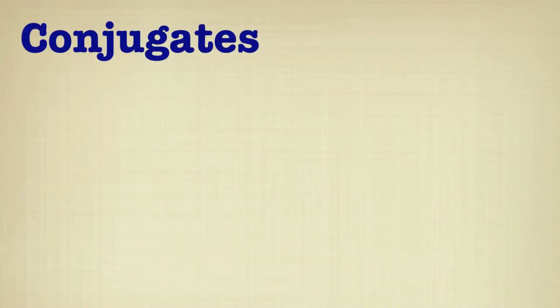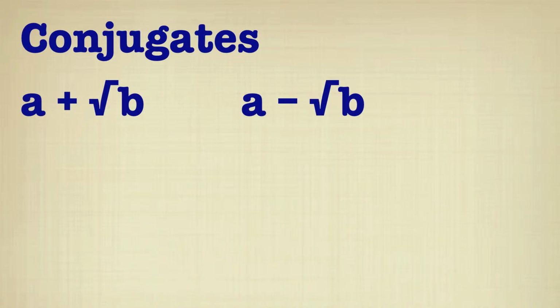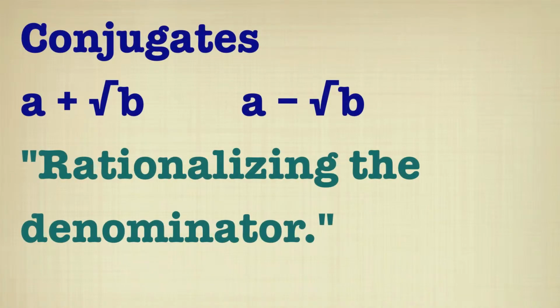Next, we'll be looking into conjugates. If the denominator is in the form a plus radical b, you need to use what is called a conjugate. A conjugate, once multiplied, cancels out the denominator. In this model, the conjugate is a minus radical b. This method is called rationalizing the denominator.